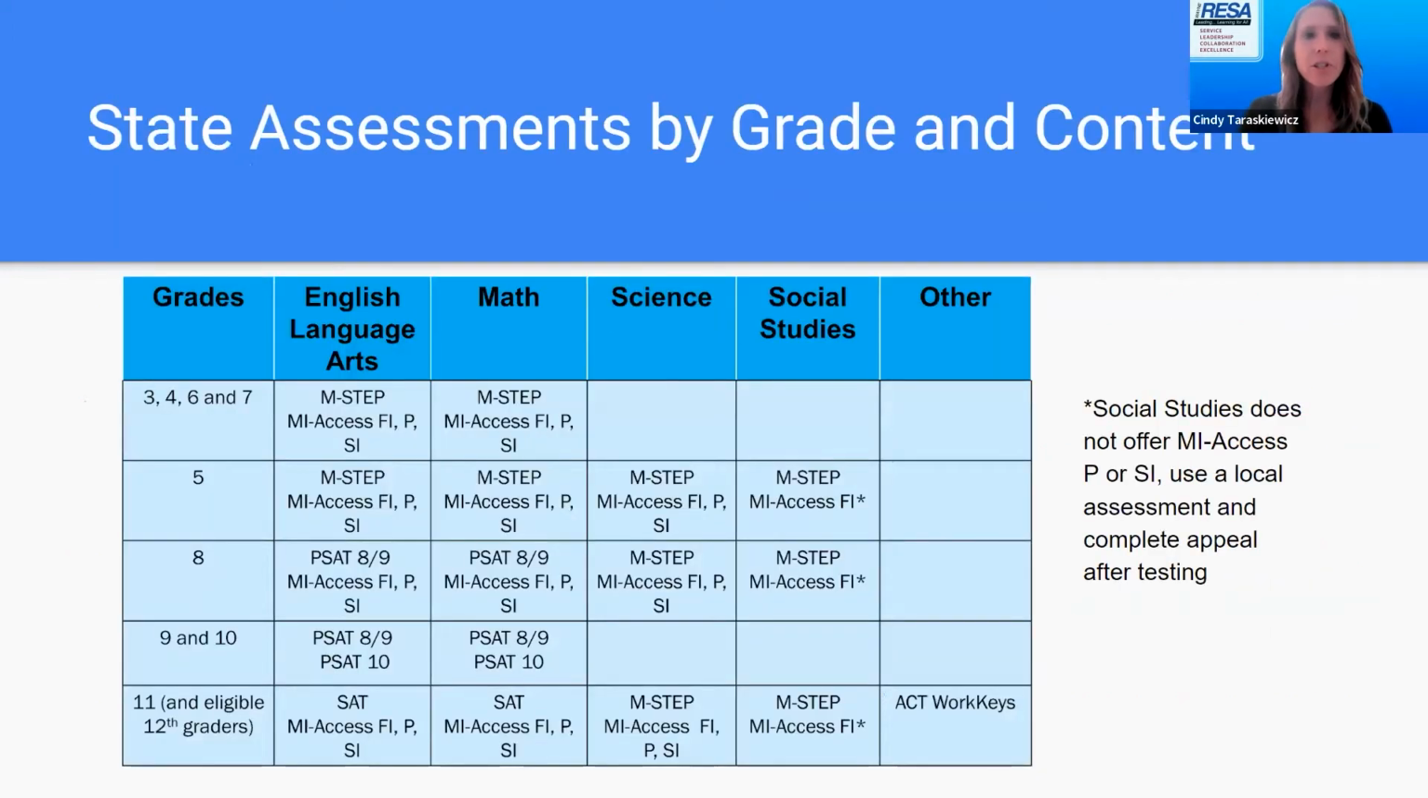So this is the chart that shows the requirements for state assessments by grade and content. You can see, if we focus on grade 8 and above, 8th grade has your Science and Social Studies M-STEP, and then the transition in the last couple of years to PSAT 8-9 for ELA and math. Grades 9 and 10 have PSAT 8-9 and 10. Those are not federally required. Those are state required through your state aid funding.